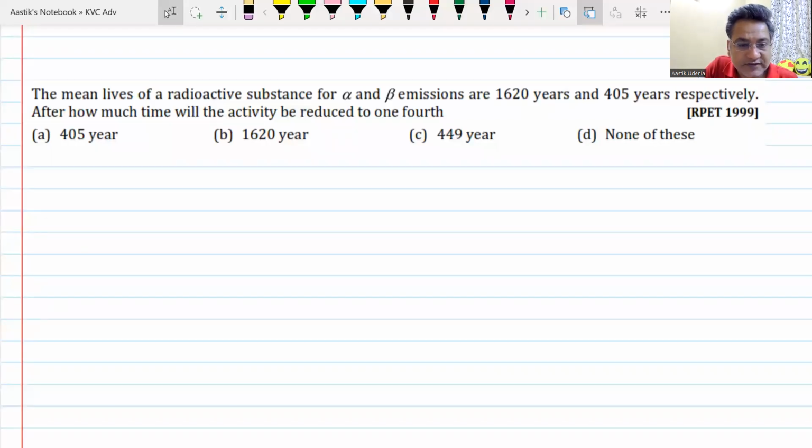Now let us move to this simple question. The question is very simply: the mean lives of a radioactive substance for alpha and beta emissions are 1620 and 405 years respectively. By how much time will the activity be reduced to 1/4?